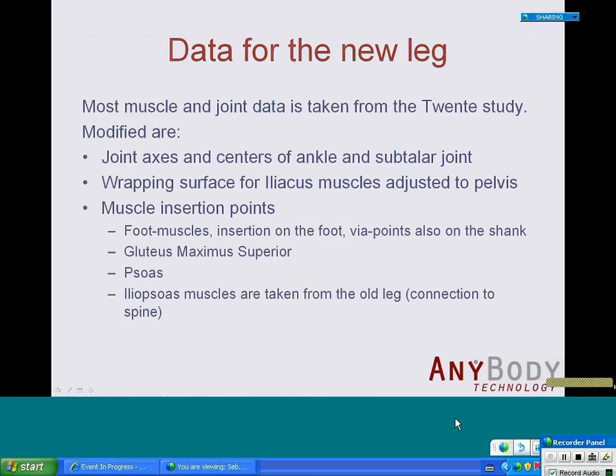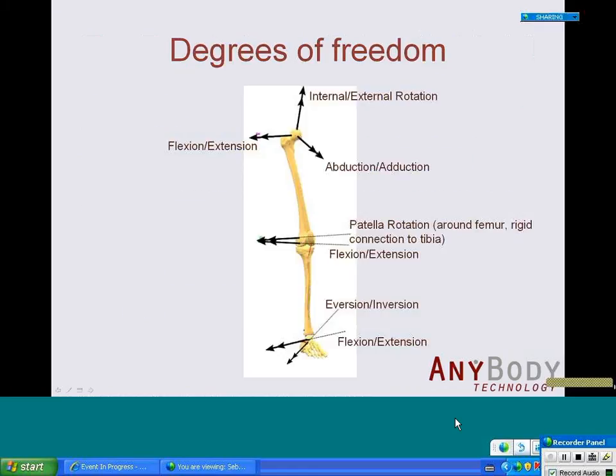Using this data, we get this new extremity model, which has 7 degrees of freedom in total, which means 3 degrees of freedom in the hip, so a ball and socket joint, and in the knee we have 2 degrees of freedom, basically one which is directly related to the knee joint.